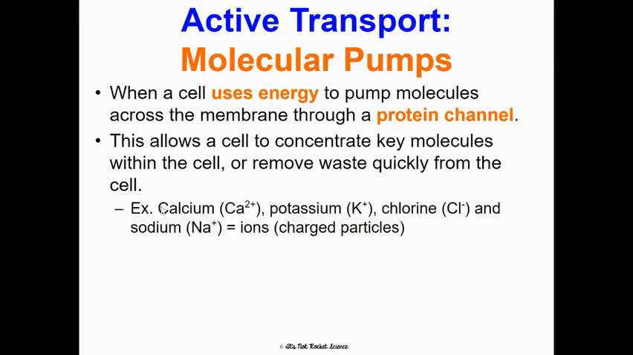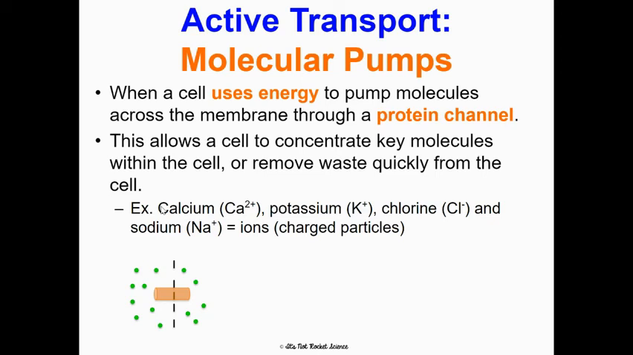Some examples, things that cells often want to concentrate, things like calcium, potassium, chlorine, sodium, because these are ions, they're charged particles, and they are really key molecules within a cell. So even though they could move through a protein channel down the concentration gradient, the cell may not want to wait. It may want to concentrate them on one side or the other.